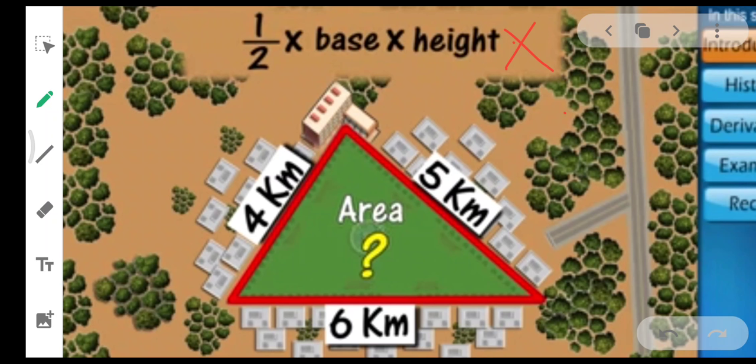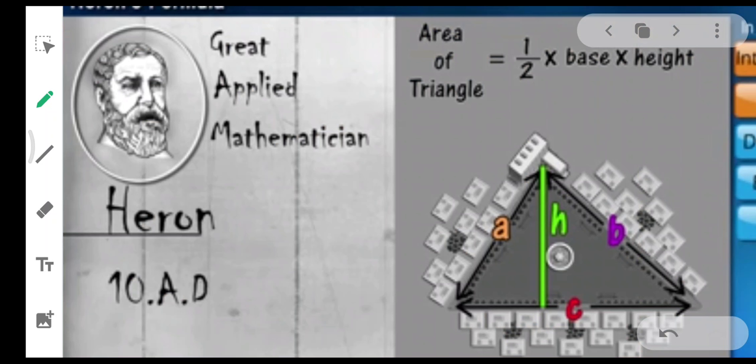So what to do next? What should be done for this? This was a big question. So then came a great mathematician called Heron. Heron was one of the greatest mathematicians who studied many concepts in mathematics, not only area of triangles.